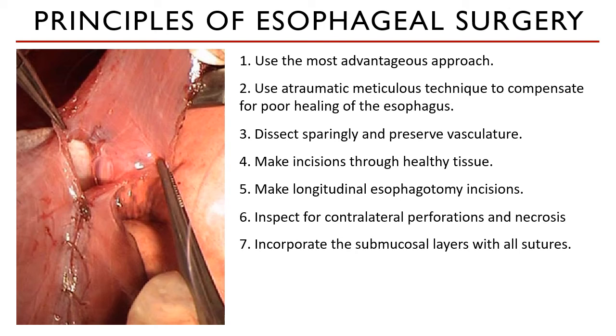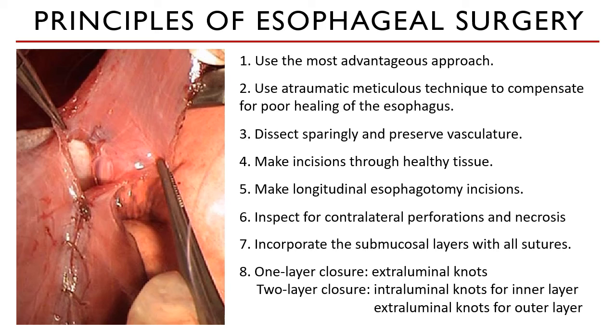Inspect for contralateral perforations and necrosis, meaning check the ventral and dorsal aspects of the esophagus. Incorporate the submucosal layer with all the sutures. And observe the location of the knots if you are doing one-layer closure or two-layer closure.